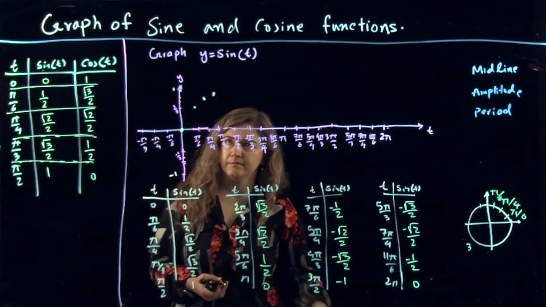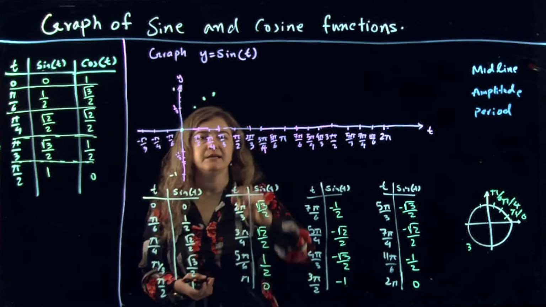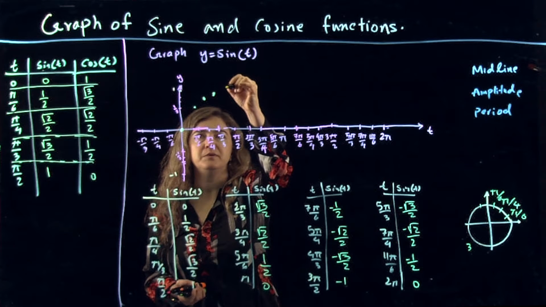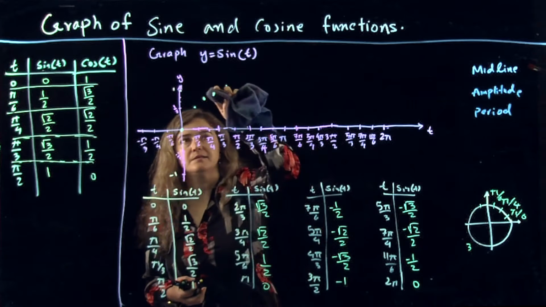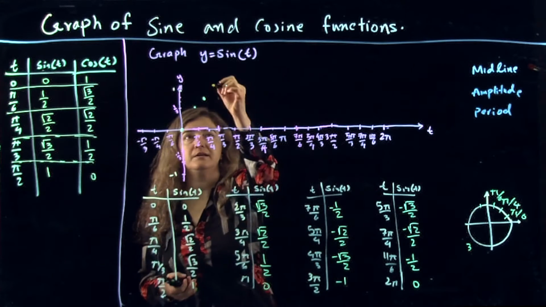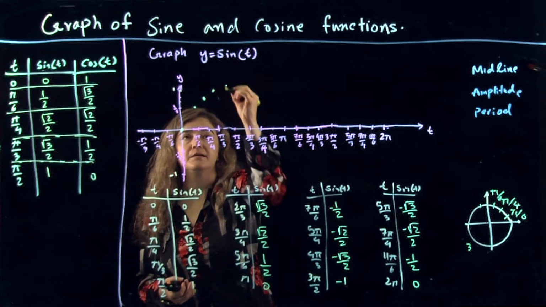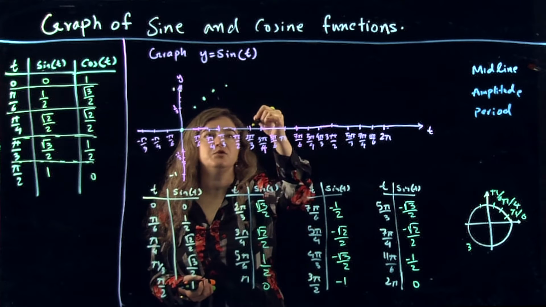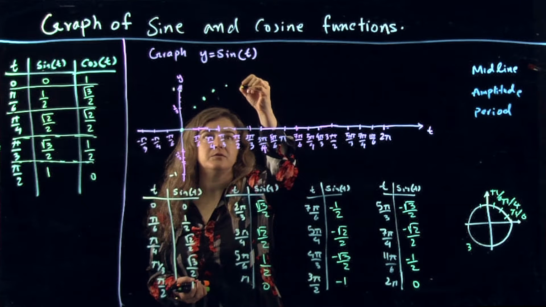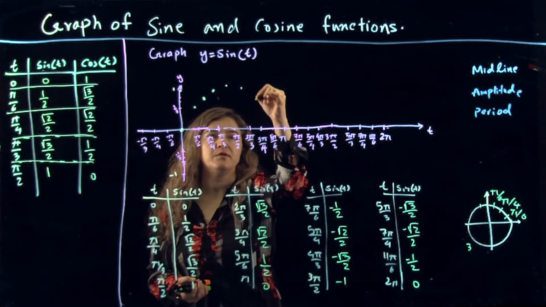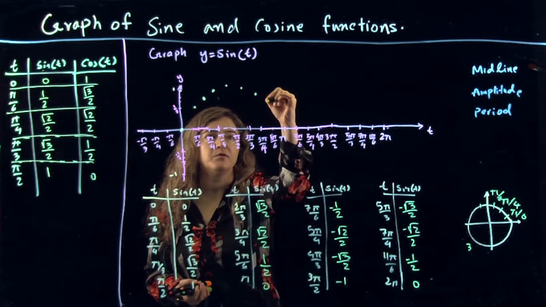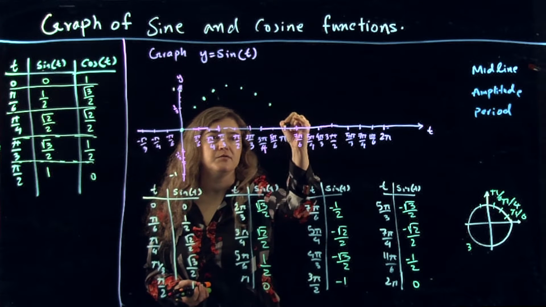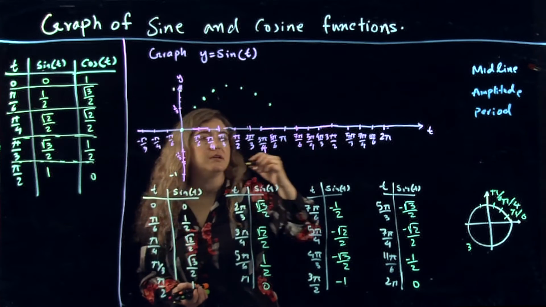Then pi/2 is going to be 1. For 2pi/3, again I get square root of 3 over 2, and for 3pi/4, I get square root of 2 over 2. For 5pi/6, again I get 1/2. For pi, I get 0.